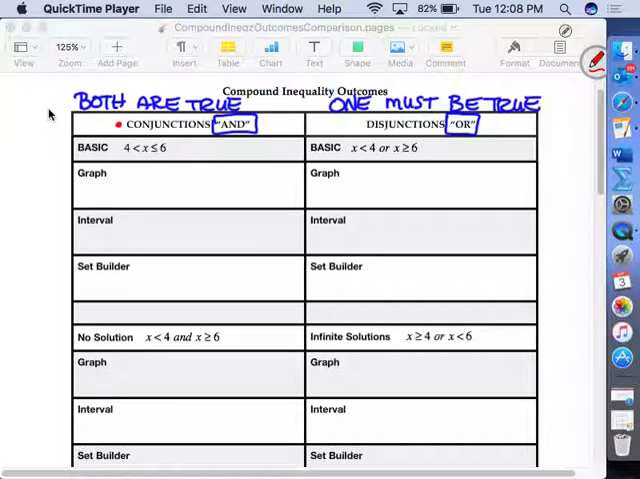The disjunction is associated with the word or, and the definition states that only one must be true. Only one condition must be true.